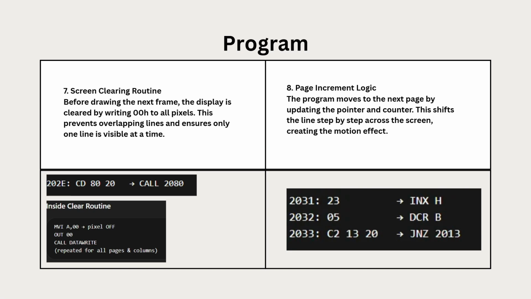Moving to the next page is done by incrementing the pointer to get the next page value, and decrementing the counter. Then the program repeats the same process again and again. The line shifts one step at a time across the screen. When all the pages are covered, the loop starts again, creating a continuous animation.